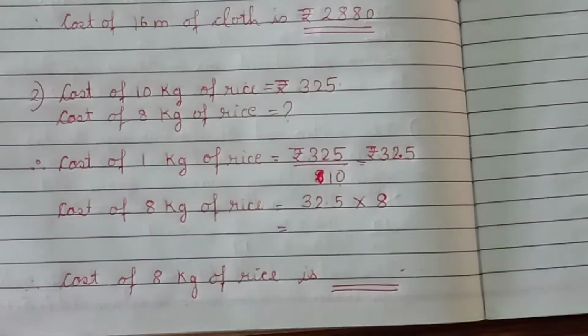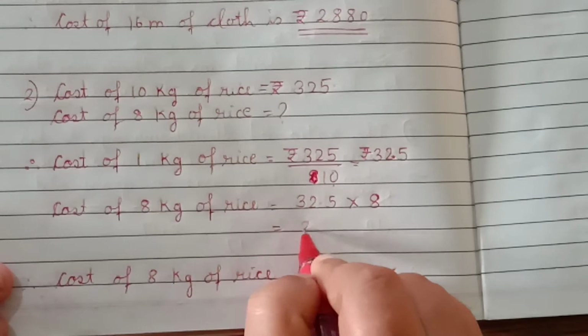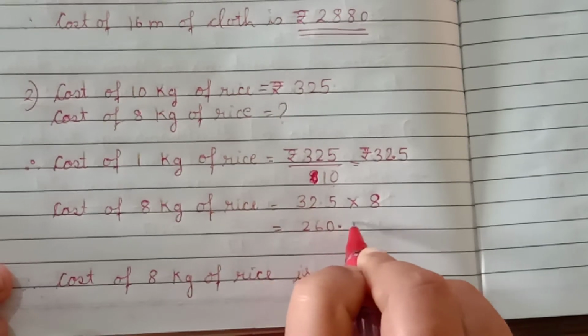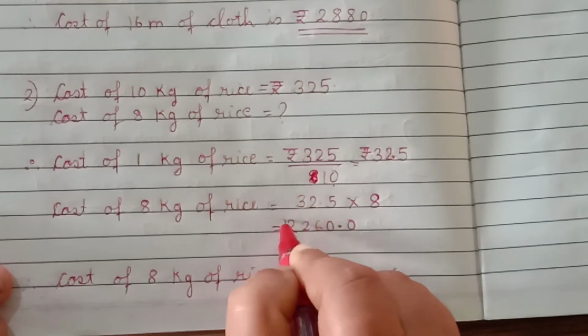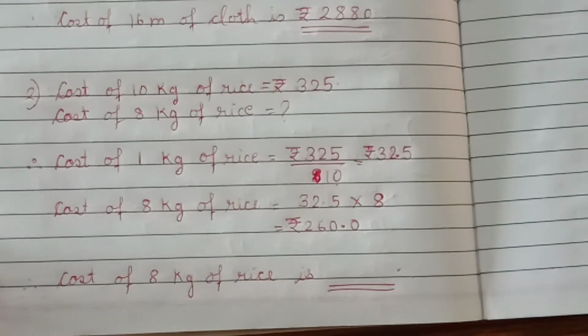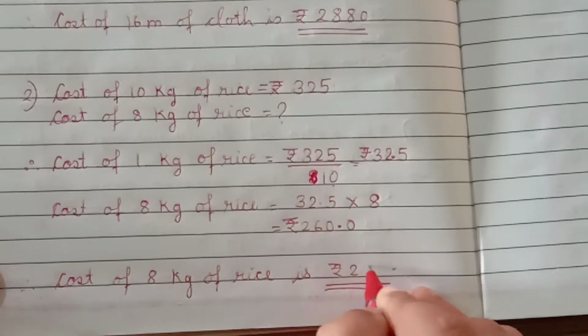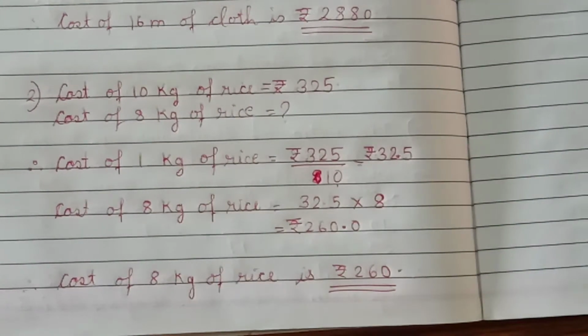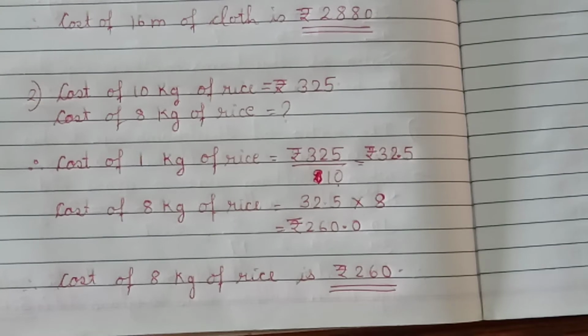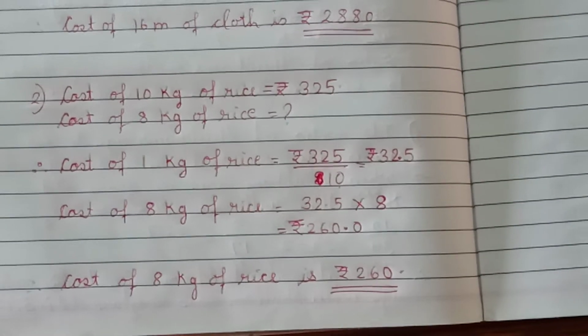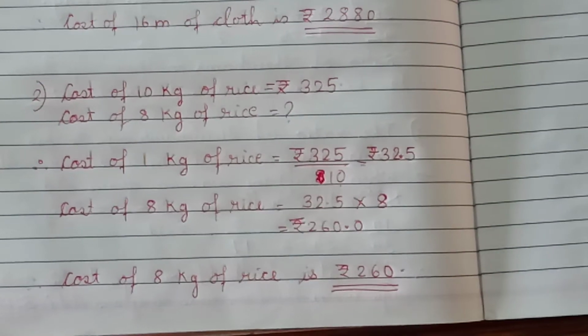260.0. Yes, so write it here, 260.0, and it will be rupees. Okay, so what is the answer? Therefore cost of 8 kg of rice is rupees 260. Okay, so did you understand how to solve the second sum? So now take a screenshot and complete the solution.